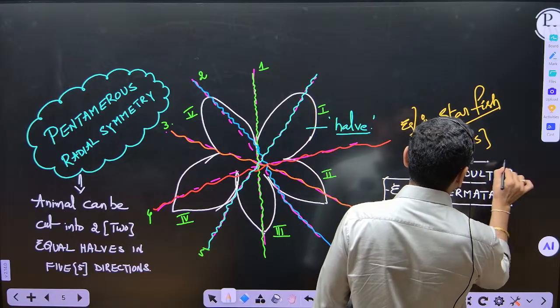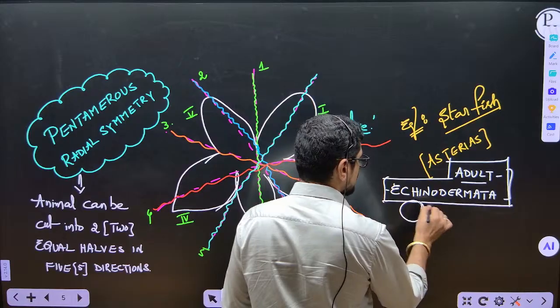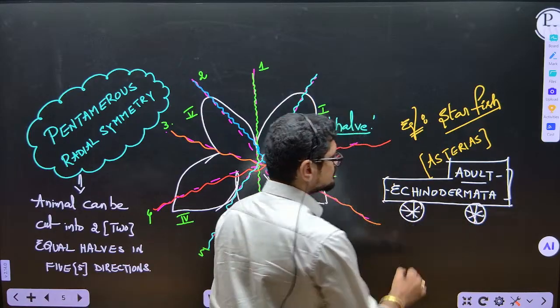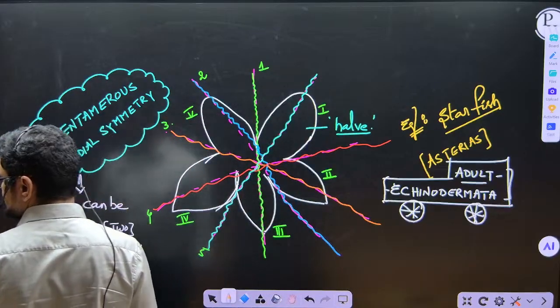What is this echinodermata, sir? I don't know. Okay, no problem. Leave it. What is this adult echinodermata? Don't you know this vehicle? You don't know this vehicle? Okay, leave it. No problem. Leave this vehicle. We'll see later. Okay. And the next one.